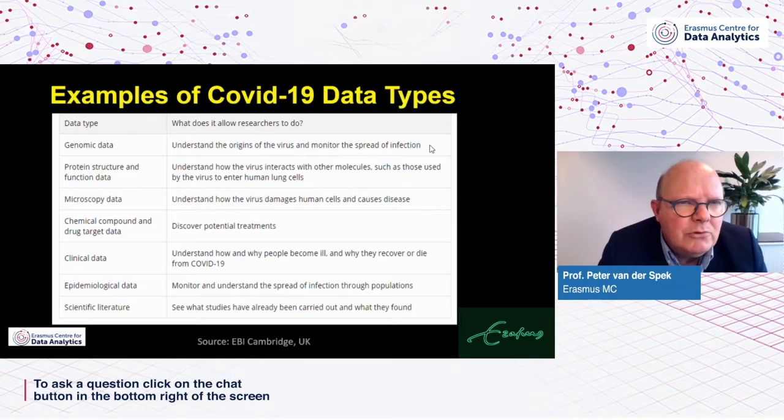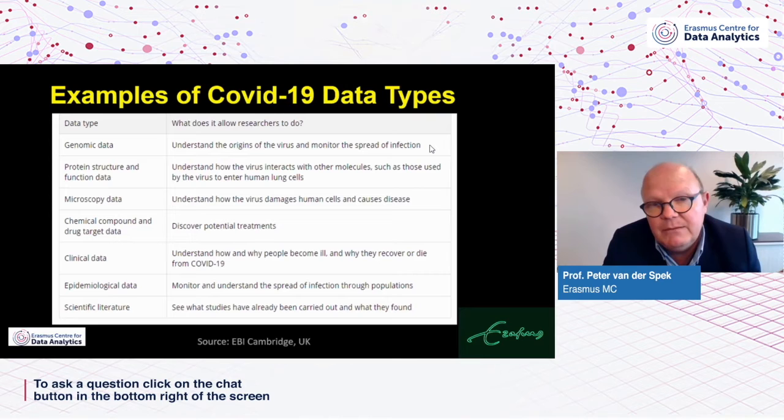Now, you see protein structure, so that's how the proteins which are biochemically active in a cell are folded, functional data, microscopy data, which is very important for a pathologist who looks at tissue slices, chemical compounds.